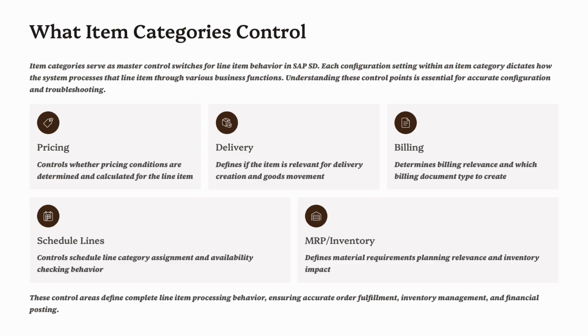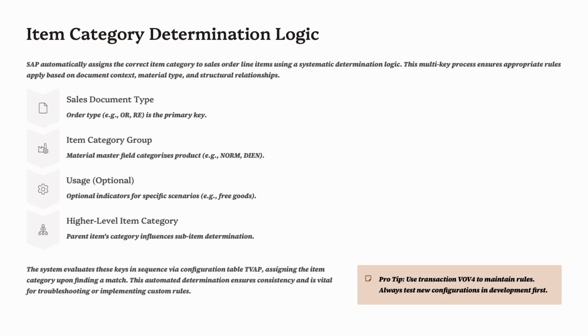In summary, item categories control how an item is priced, delivered, billed, scheduled, and planned. If you understand these controls, you can solve 80% of functional SD issues instantly.